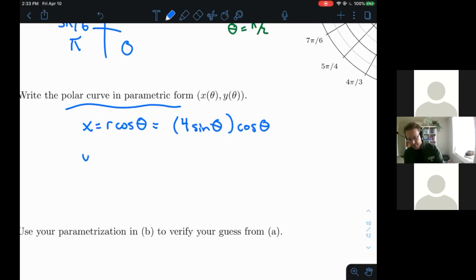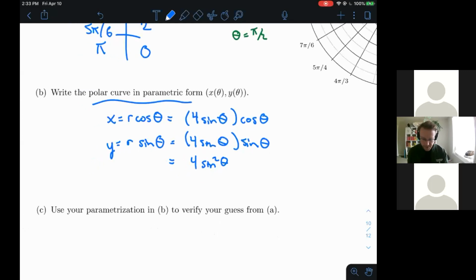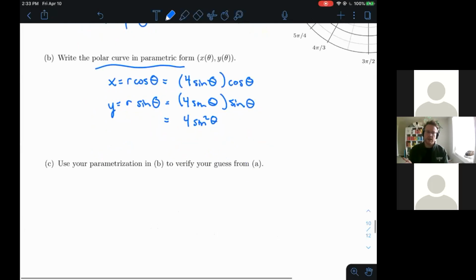For y, it's supposed to be r sine theta. And so, well, r is 4 sine theta. Multiply that by sine theta, because it's now the y coordinate. And if you'd like to, this one actually simplifies a little bit, right? We can make this 4 sine squared theta. So this would be the parameterization for the y's. Okay, now we'd like to use this in order to verify our guesses from A.